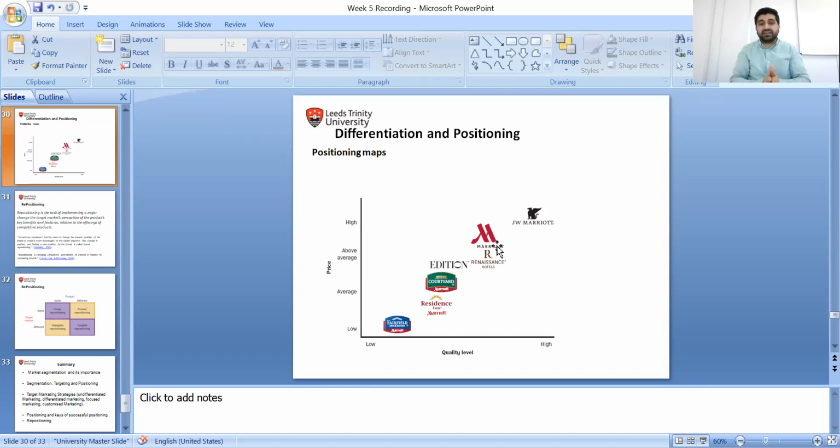Similarly, we can see Apple. They are charging high, but they are providing a very good quality product. Based on quality, they are charging high. So they have created a position within the market. They created a differentiation within the market. That's why the goodwill of Apple is so high within the market.